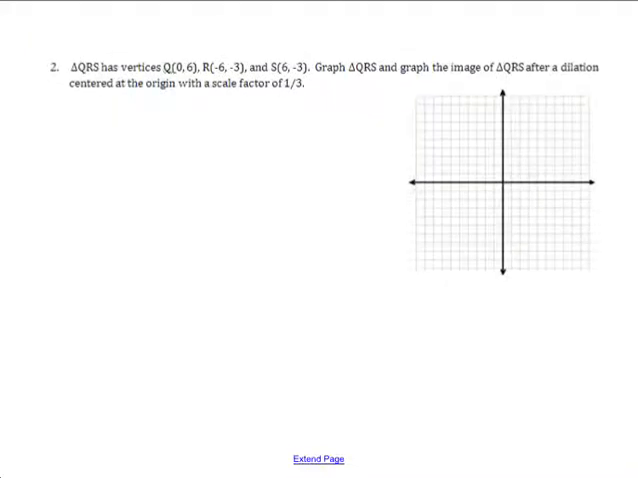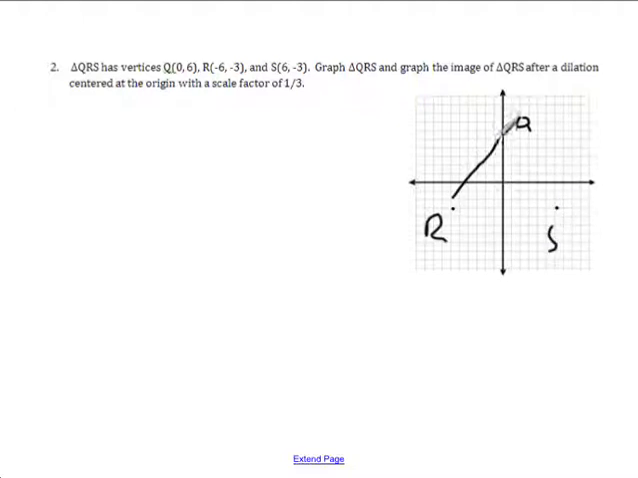It says QRS has the vertices 0, 6. So we're going over 0, up 1, 2, 3, 4, 5, 6, which is here. So that's going to be Q. And then we have -6, -3. So we're going left 1, 2, 3, 4, 5, 6, and down 3, which is here. And that is our R. And then our S is 6, so 1, 2, 3, 4, 5, 6, down 3. And then that's our S.